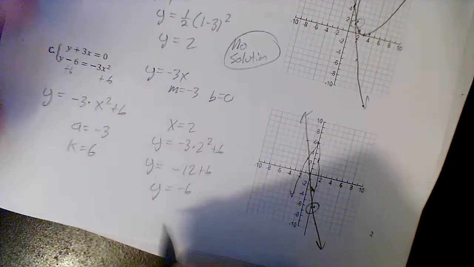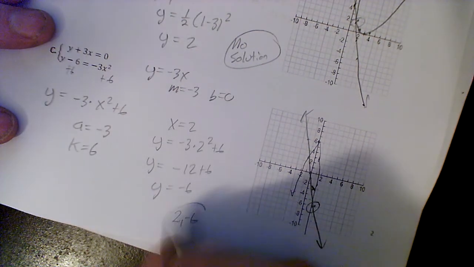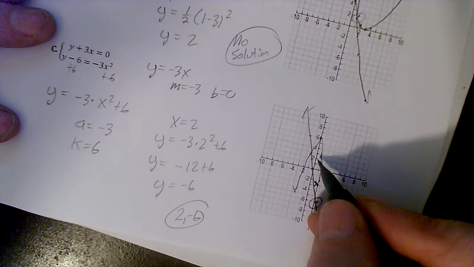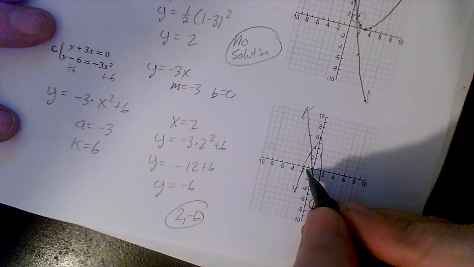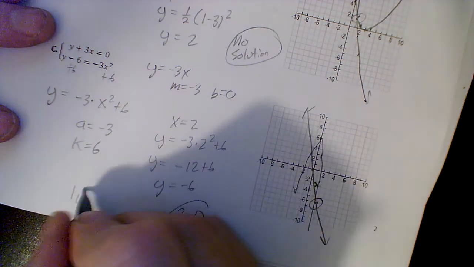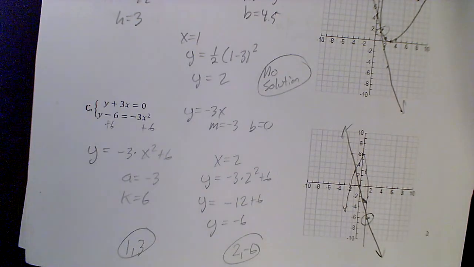So my solutions are (2, negative 6) as one solution, and my solution over here looks to be (1, 3). So it worked out for that one. Wish that I got that one first, and that's going to be page 2.